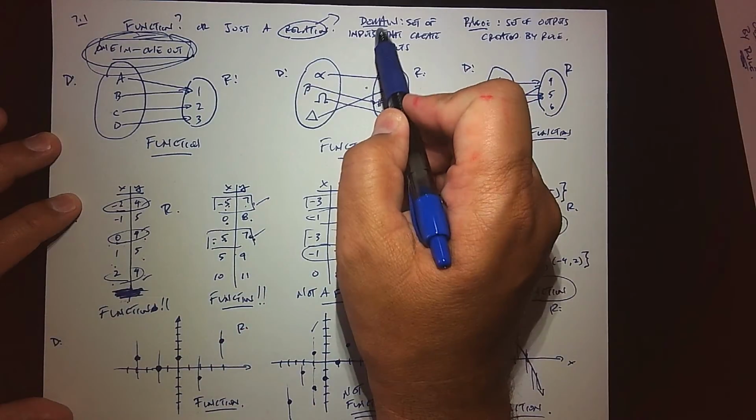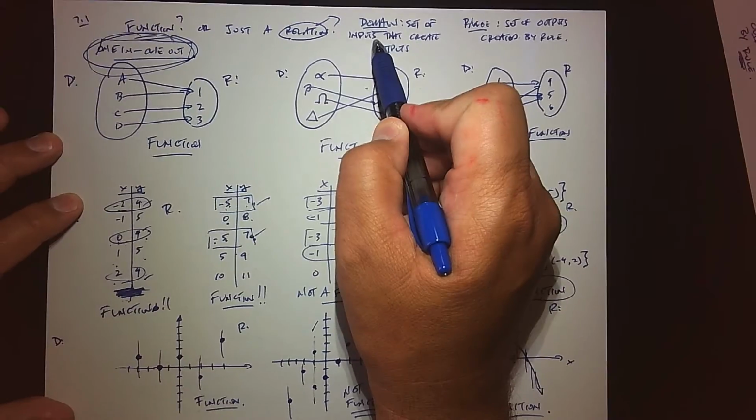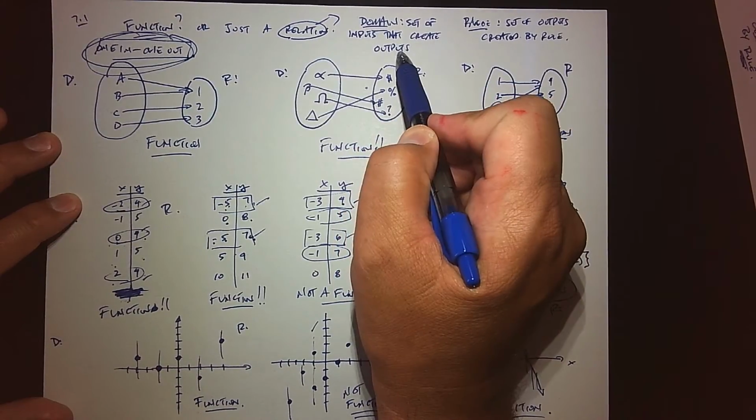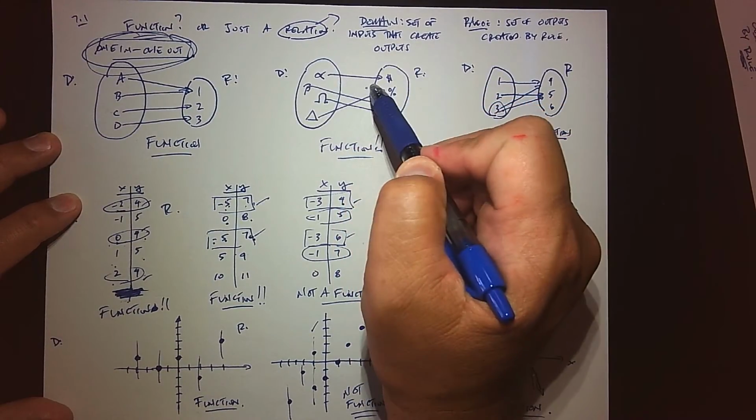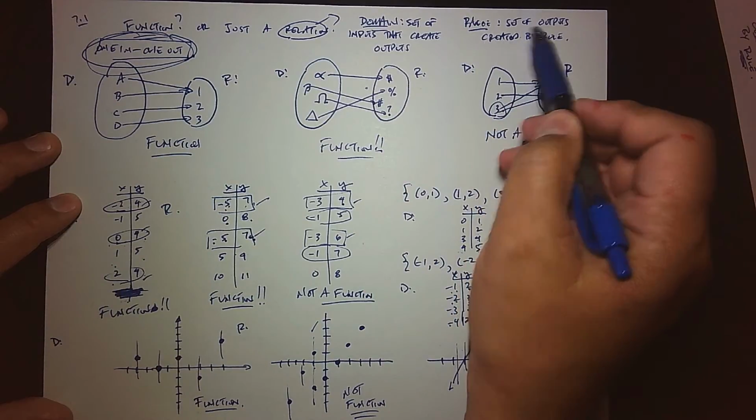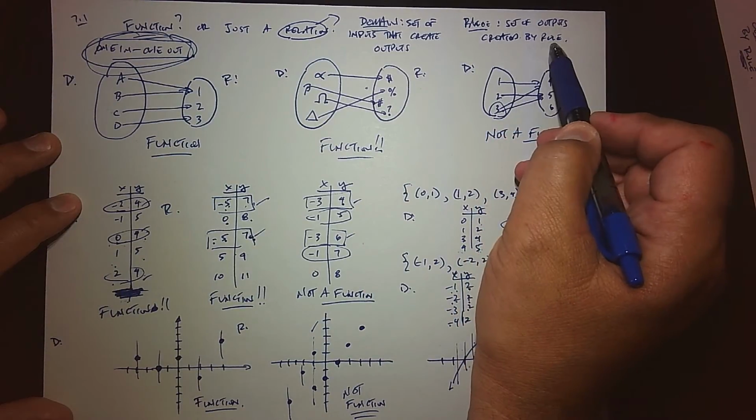So again, our definition: a domain is a set of inputs that create an output. So they actually make the rule, whatever the rule is, work. Range is the set of outputs that are created by the rule.